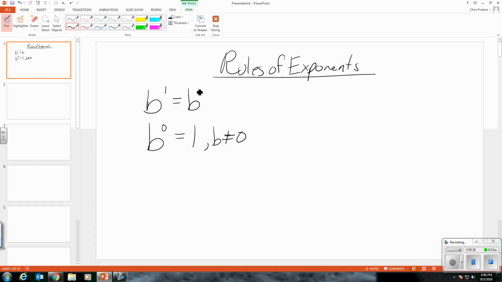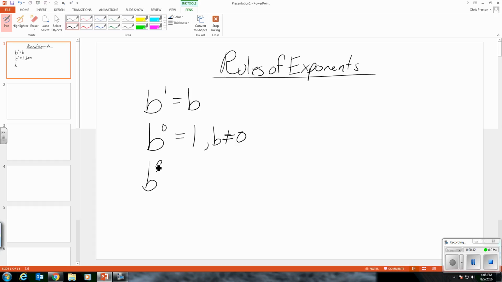So this first one, if you don't see an exponent, that means the exponent is a 1. It doesn't mean it's a 0. If it's a 0, then the entire expression would have a value of 1. Let's see some other things.